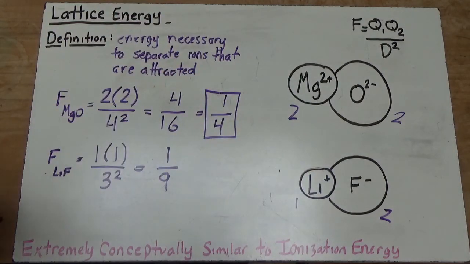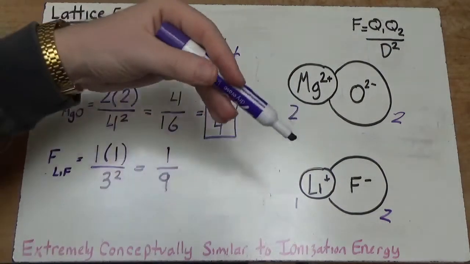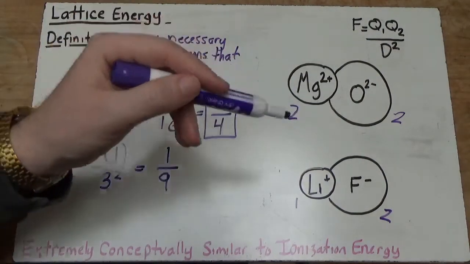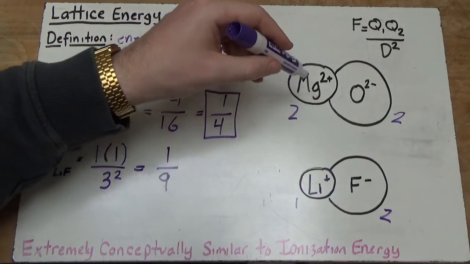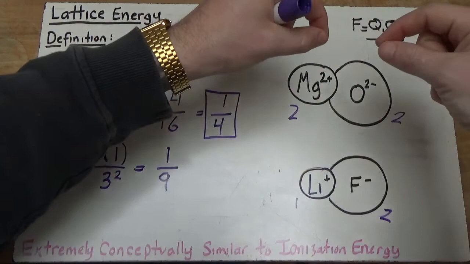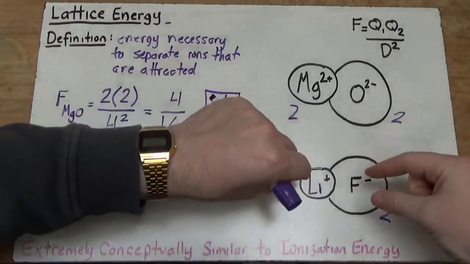And all that means is that magnesium oxide has a higher lattice energy than lithium fluoride. Magnesium +2 and O2- would be more difficult to pull apart than lithium and fluorine.